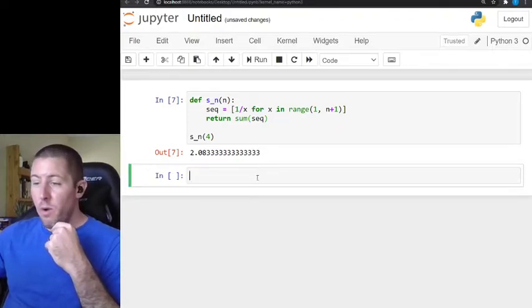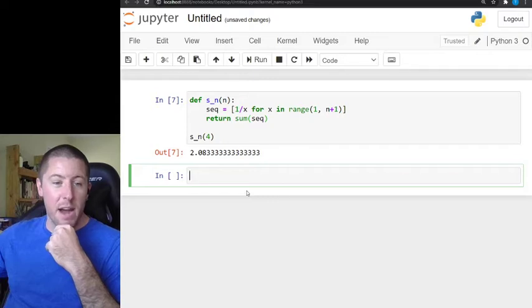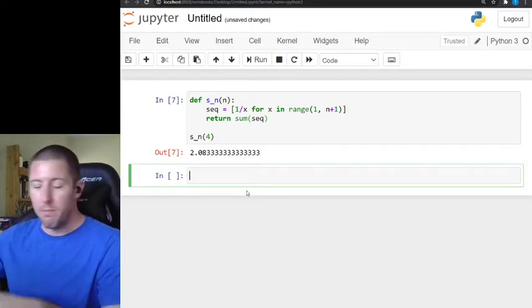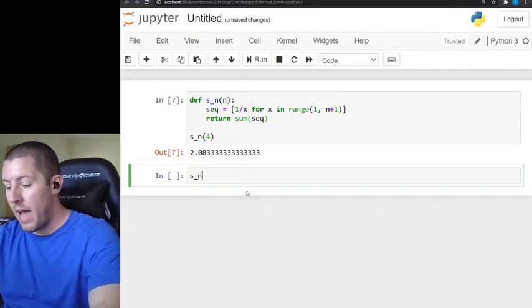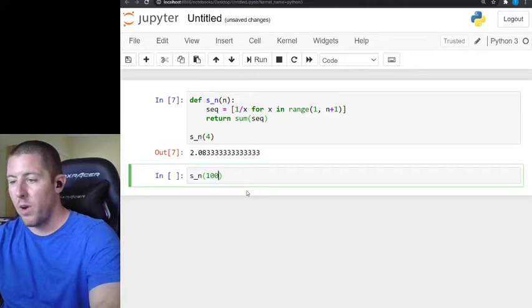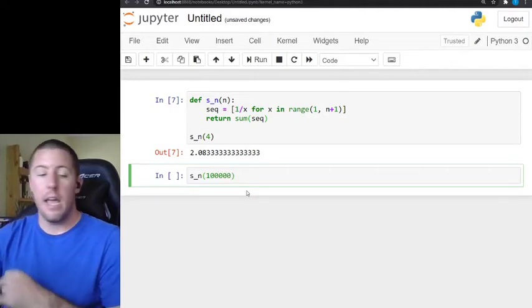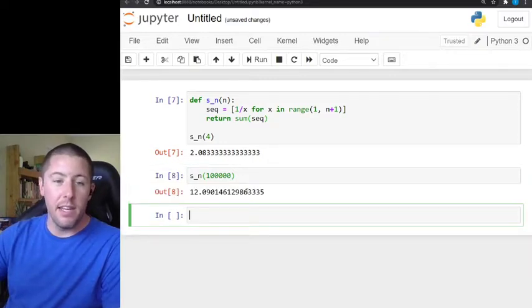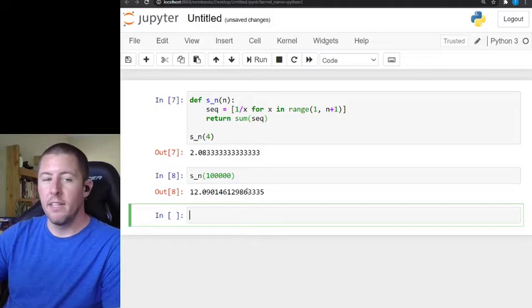So obviously what we came to Python to do is not to have Python add 4 numbers for us. If that's what you're using computer programming for, then we'd never need to be computer programmers. I want to know what happens when this number gets huge, right? So maybe let's check out like 100,000. This will say, add up the first 100,000 terms. I want to know what's S sub 100,000 here, and I'm getting 12.09.